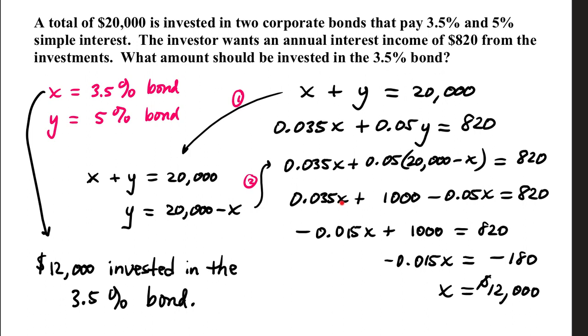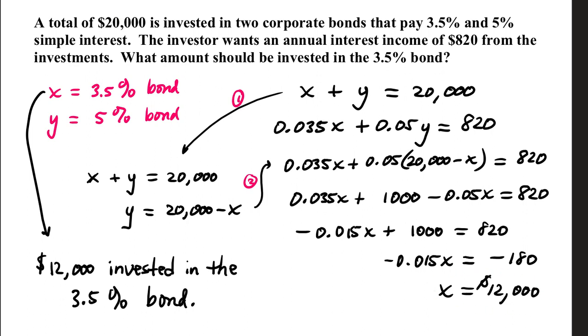Combine like terms, 0.035x minus 0.05x. That's negative 0.015x plus 1,000, still equal to 820. Subtract 1,000 from both sides, you get a negative 180. These two negatives are going to cancel. 180 divided by 0.015 gives us x equals 12,000.